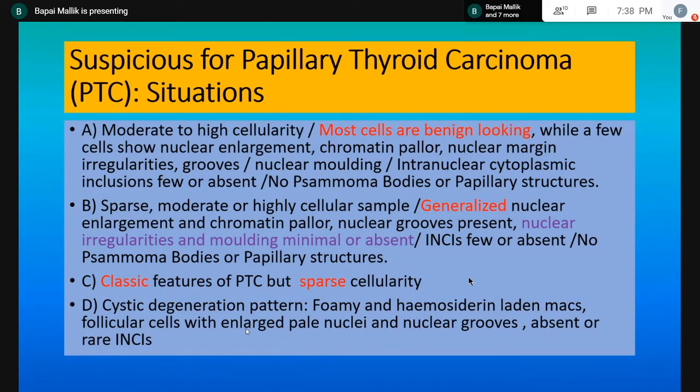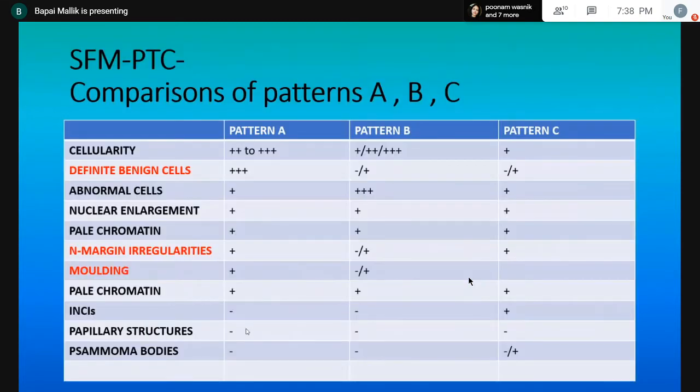The last one in this group is a cystic degeneration pattern where you have lots of foamy and hemosiderin-laden macrophages, and you have cells with enlarged pale nuclei, some nuclear grooves, and even a rare intranuclear inclusion. So these are the four major situations where you use the term suspicious for papillary thyroid carcinoma. Now, this is a table just to make things a bit easier. I've compared pattern A, B, and C. Pattern D is the one with the cyst cells, so I've just left it apart.